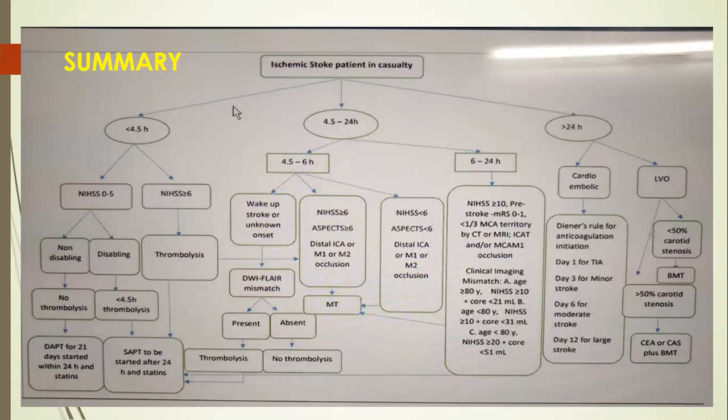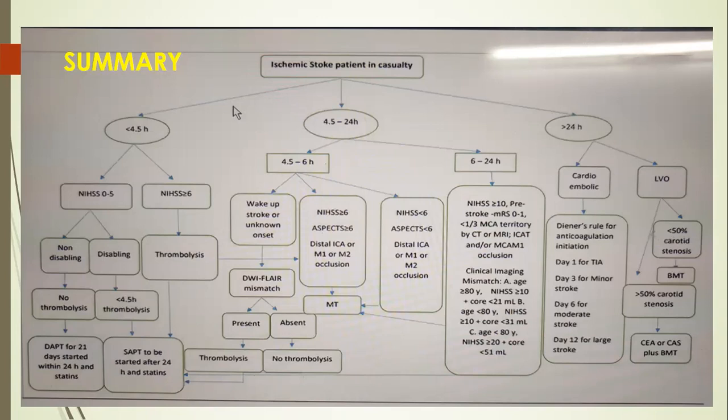And if the patient presents within 4.5 to 24 hours, then we should divide it: whether he presents within 6 hours or after 6 hours. If they present within 6 hours, then we should calculate the NIHSS score, ASPECTS score, and see if intracranial artery occlusion is there, or M1 or M2 occlusion is there. If those two scores are more than 6 and this distal ICA occlusion is there, then we should go for mechanical thrombectomy.